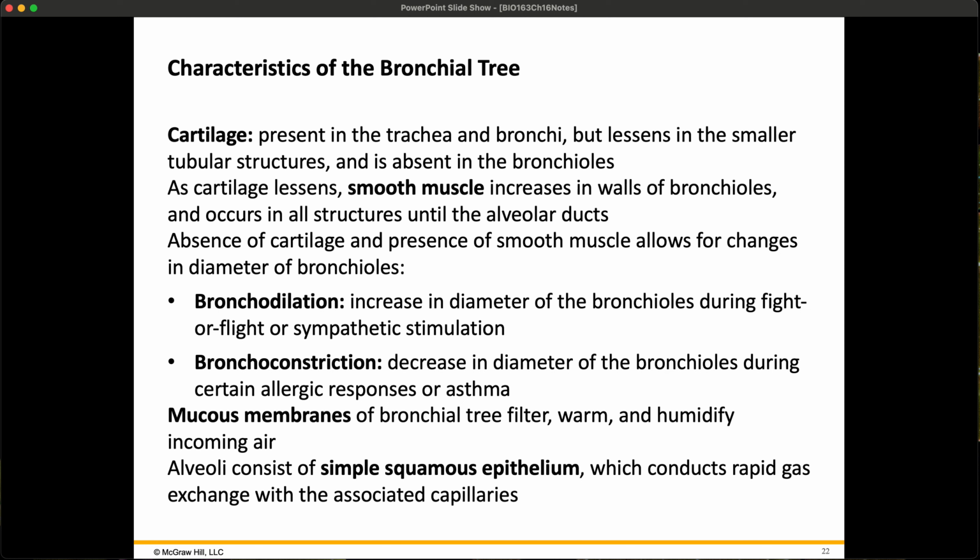Lining the bronchial tree are these mucous membranes, again, filtering, warming, humidifying incoming air. When you see mucous membrane, you should think filtering, it's trapping stuff for sure. The alveoli themselves are only simple squamous epithelium. So again, if you remember back to our lecture on the integumentary system or tissues, simple squamous. So these are single layer, very flat cells, optimal for exchange of materials. And so that's why they're able to conduct rapid gas exchange.